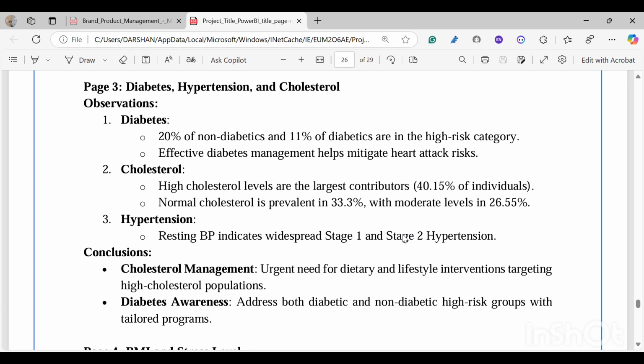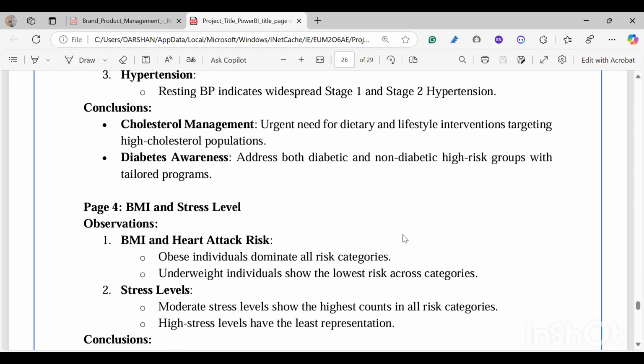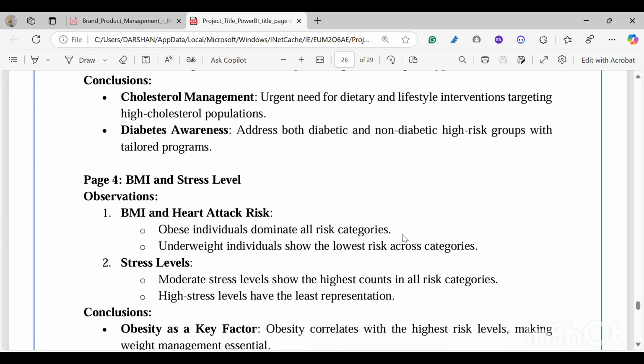For cholesterol, we do have proper data. The high cholesterol level is the largest contributor. So if you are having a high cholesterol level, then you need to think about that. You need to consult your doctor, to shift towards the normal cholesterol level, which has lesser chances of heart attack risk. Cholesterol management programs need to be implemented, and diabetes awareness as well.